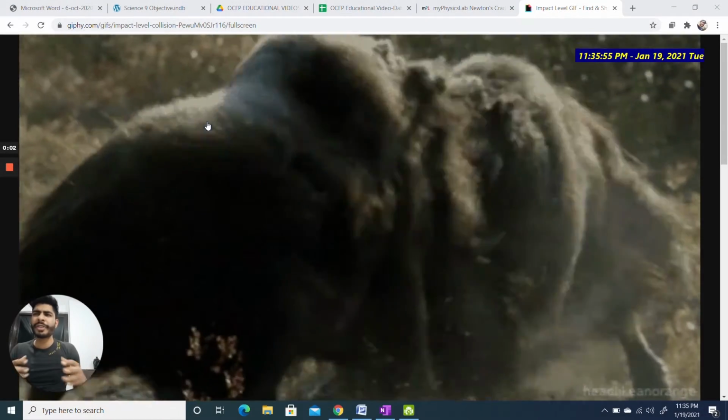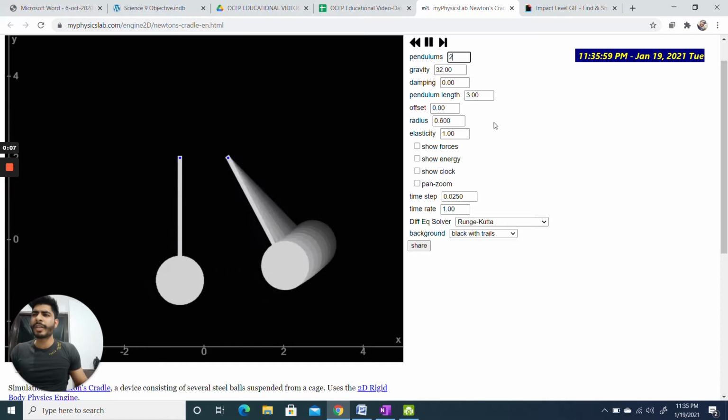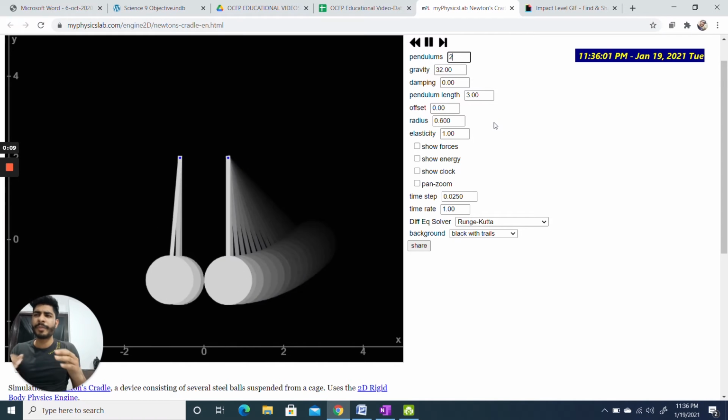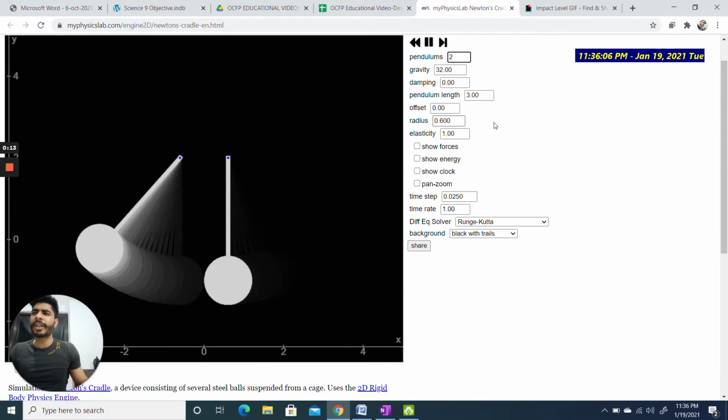Hey, what is this happening? And here also, there are two pendulums which are colliding with each other. After collision, one is coming at rest.